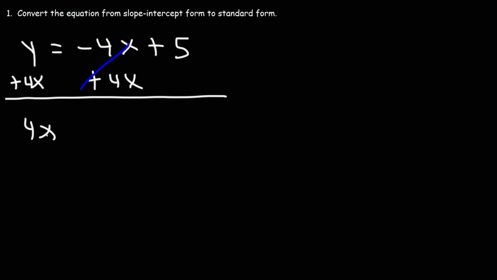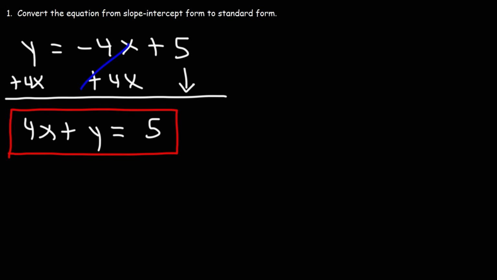So we're going to have 4x plus y on the left. On the right, we can simply bring down the 5. And the answer is just that. We don't need to multiply by negative 1 because we don't have any negative signs in this equation.